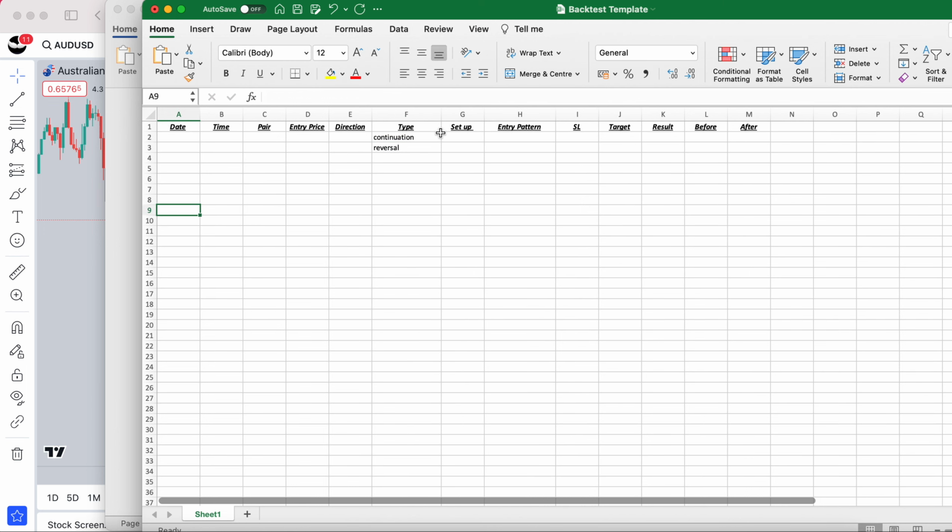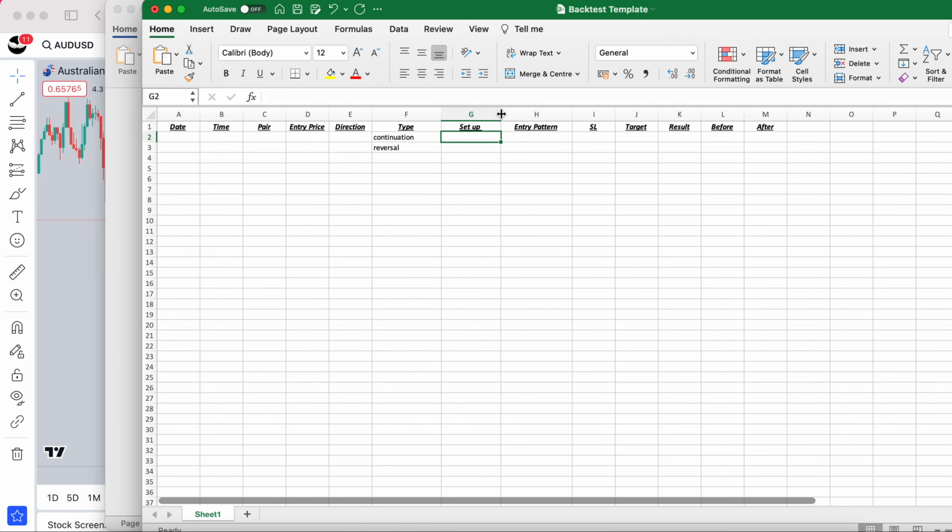Okay, you're going to then put the setup. Pardon me again, guys. Some people identify setups a little bit differently. Some people have their setups as their entries, whereas that's not my definition of a setup. I trade multiple setups on higher time frames. So if I see a setup on the higher time frame, this is what I call a setup. And then I have an entry pattern.